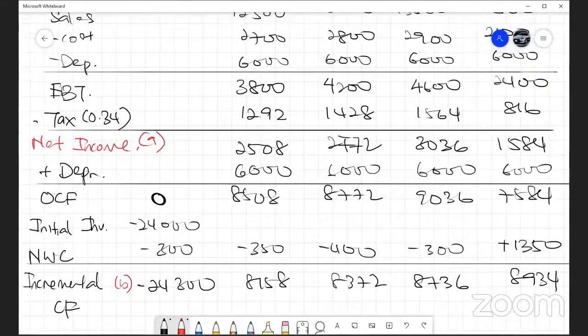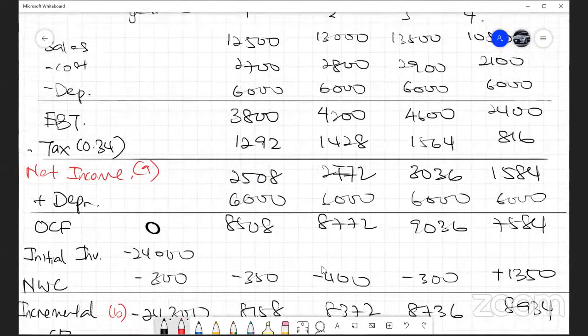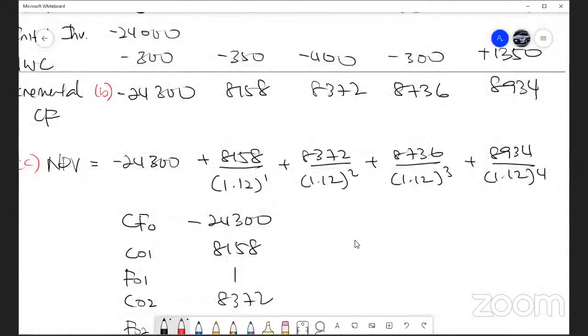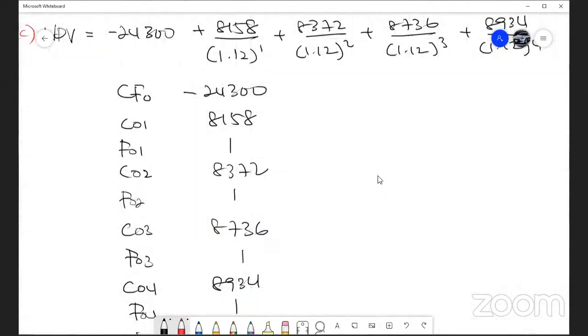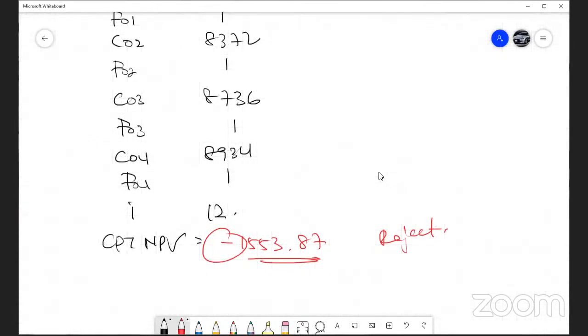I did not use Excel, so I'm just using this here. I hope that you can see clearly. Of course, with Excel, you can just drag across and get the answer easily. So in the end, you get an NPV of negative 1553.87. Any issue so far?